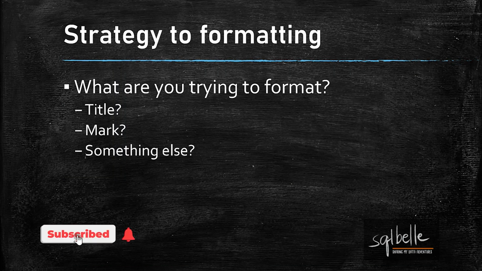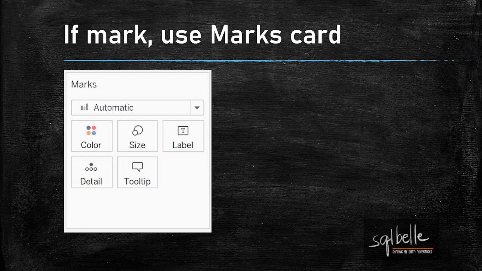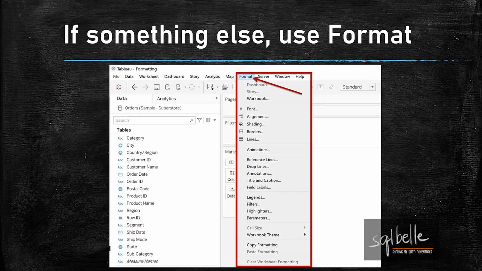Let's start with how to tackle formatting. My recommendation before you start formatting is to identify first what you are trying to format. I've broken it down to 3 things for now. Are you formatting the title, the mark, or something else? I will demo all of these, but let's get the big picture first. If you're formatting the worksheet title, specifically the font and alignment, use the title editor. If you're formatting the mark, use the marks card. If it's something else you're formatting, then use the format menu.